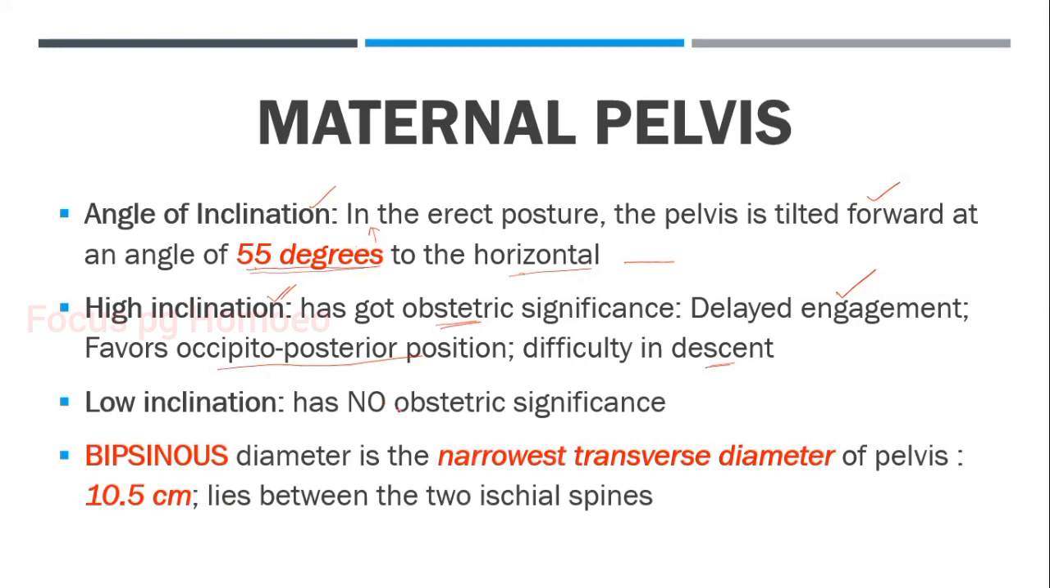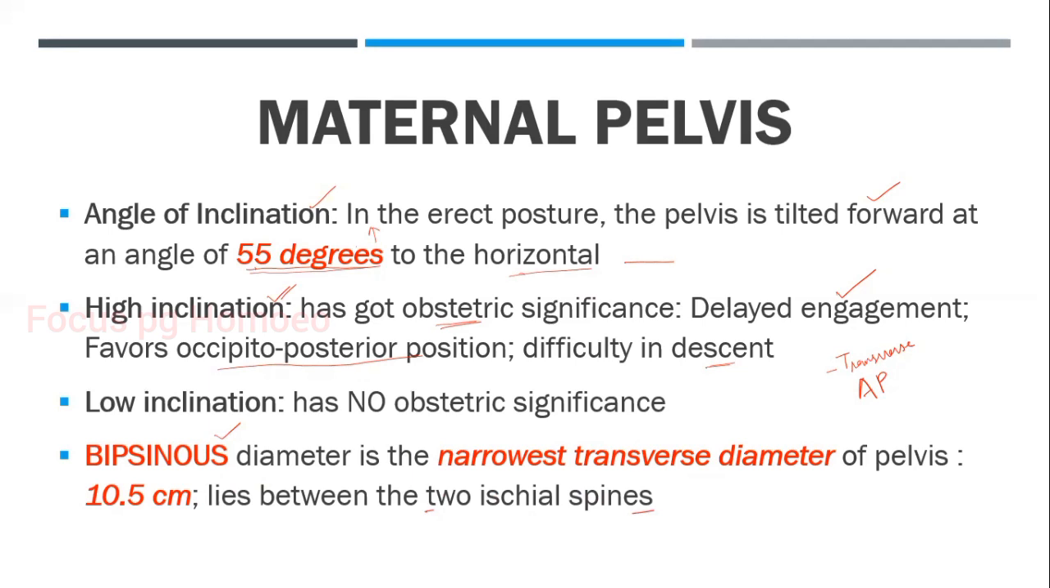Next, the diameters. You have to remember which is the narrowest transverse diameter. There are two kinds of diameters which come into the picture: the transverse and the antero-posterior. Which is the narrowest transverse diameter? It is the bispinous diameter, which is measured between the two ischial spines.